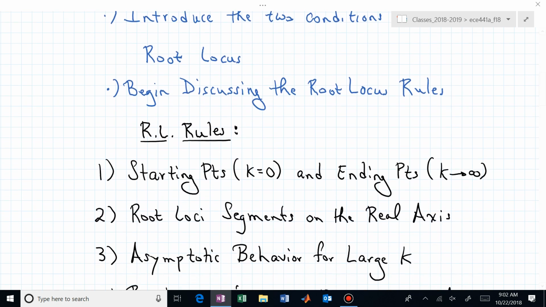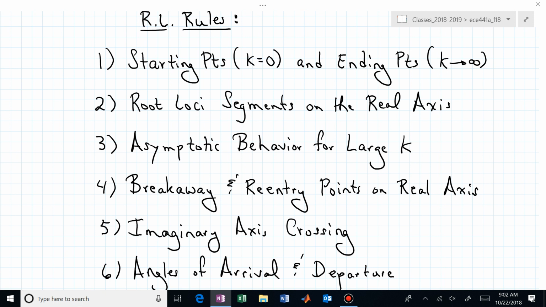And here are the rules. I don't expect you necessarily to write them down, but this is what you will be living and breathing for the next part of the semester. And I've tried to separate those rules into 6 sort of titles, or 6 labels. Where do we start and where do we end the root locus branches? Which real line segments are on the root locus, or what root locus segments are on the real axis? What's the asymptotic behavior as we crank up the gain k?